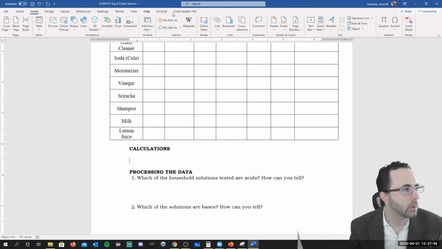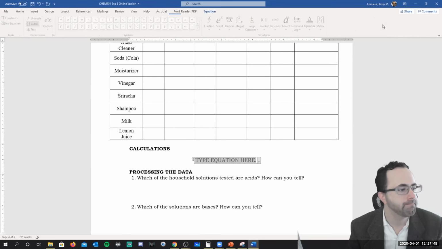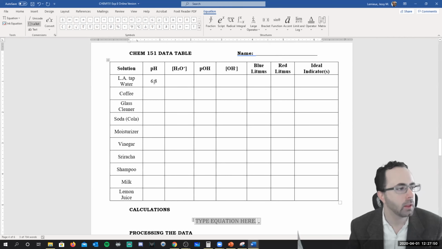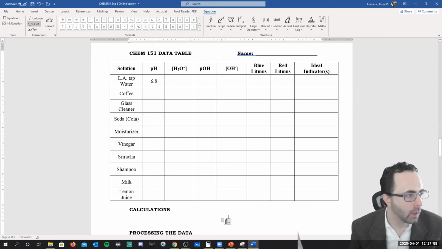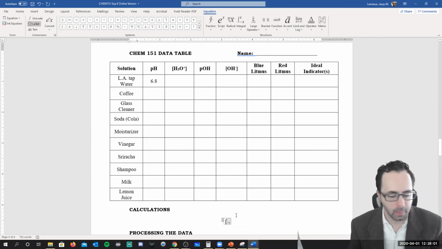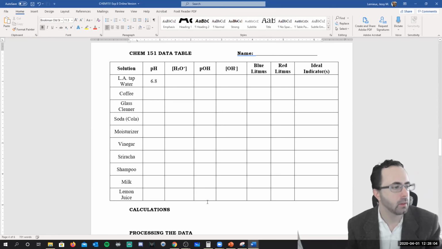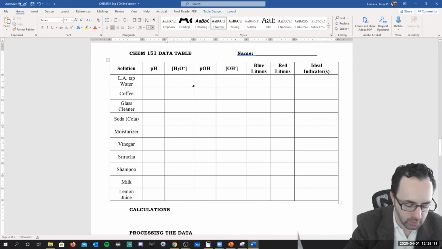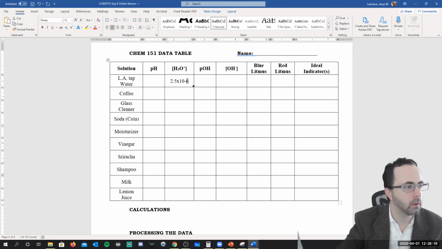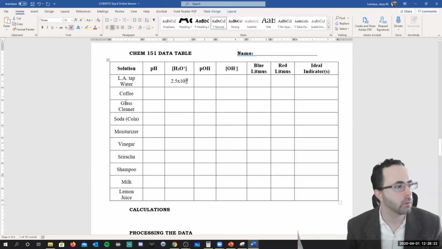You'll want to insert equation. And so if we were saying, okay, the pH is 6.8, what is the hydronium concentration? Actually, let's say this. Let's say I have the hydronium concentration. I've figured out the hydronium concentration. It is 2.5 times 10 to the minus 6. And remember, you can use the exponents here when you're writing this.